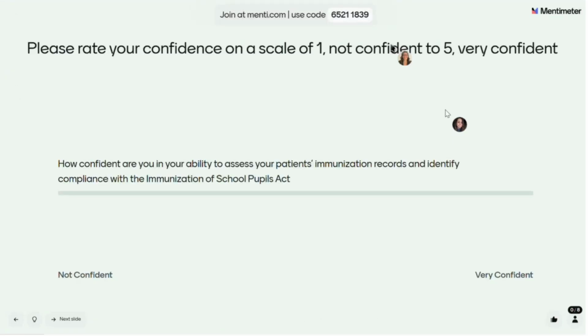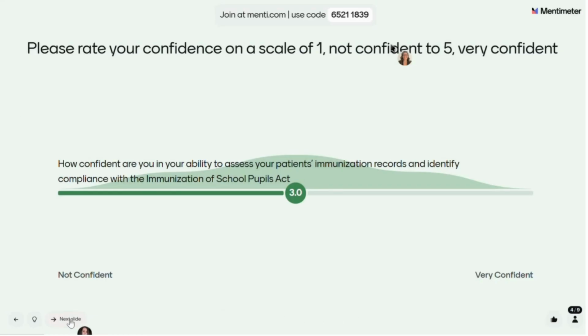There we go. Okay, so I'm hoping everyone sees the question. Please rate your confidence on a scale of 1, not confident, to 5, very confident. And go ahead and start populating your responses. So just give everyone a few more minutes to add in. Okay, should we move on to the next question? So that's good. We're about midway.